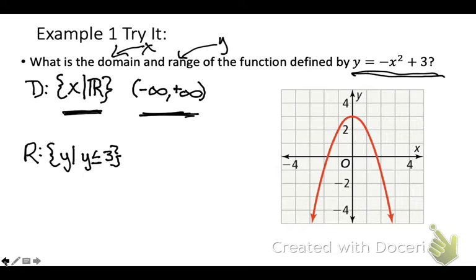Okay, so in interval notation, what's the smallest? Negative infinity. Is it included? Can you get to negative infinity? Not included. So it's a what? Parenthesis. Comma. And what's the max? 3. Bracket. Because I can get there, can't I?